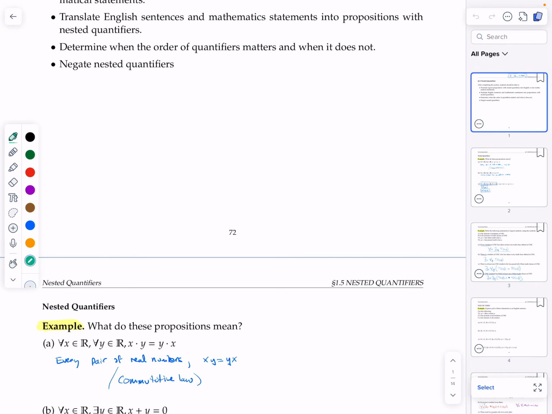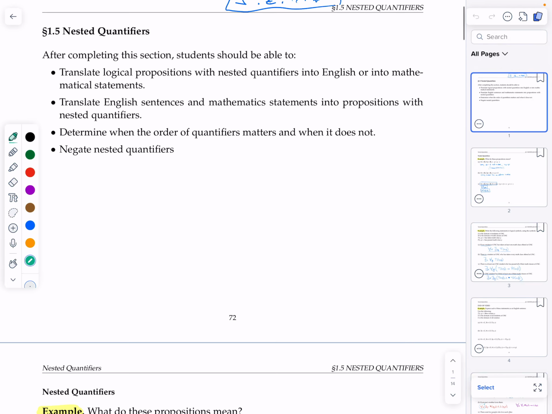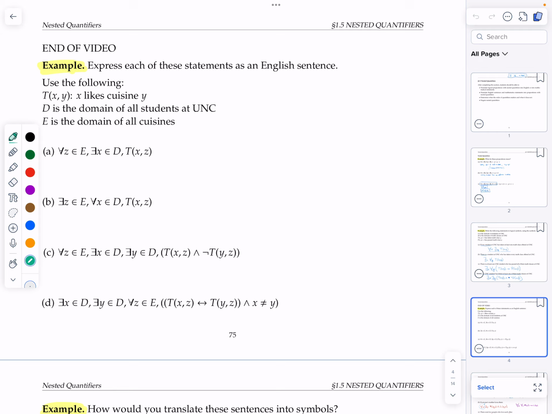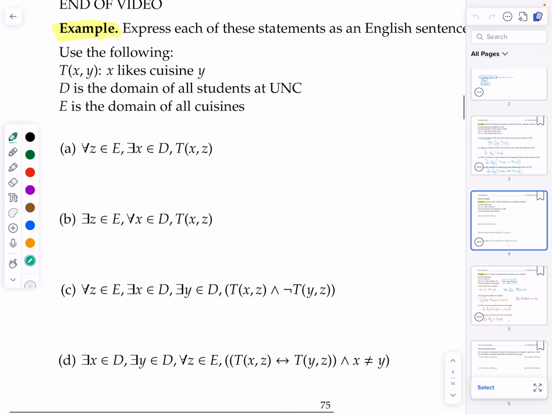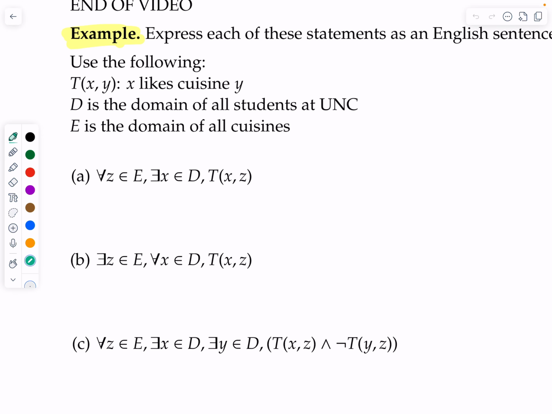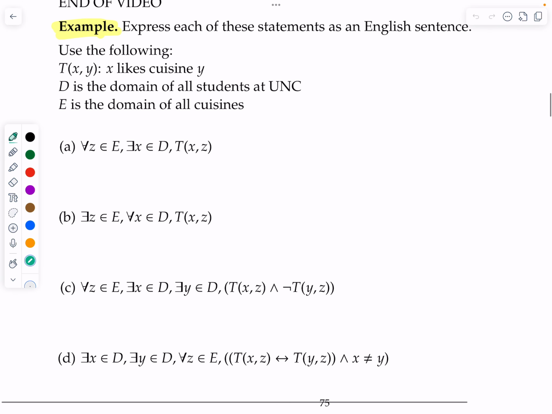Hello and welcome. We are going to do some cleanup here for the nested quantifier section, and I'm going to just fill in the notes that we didn't get to during class. So let's take a look at this. We want to express each of these as English sentences.